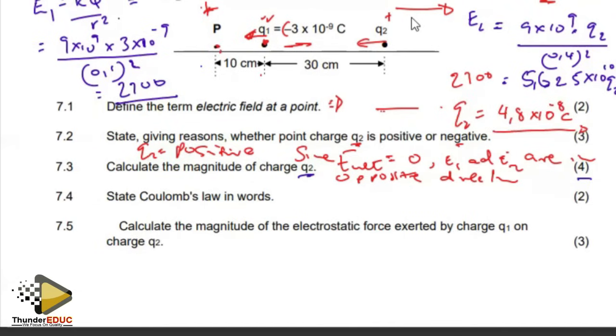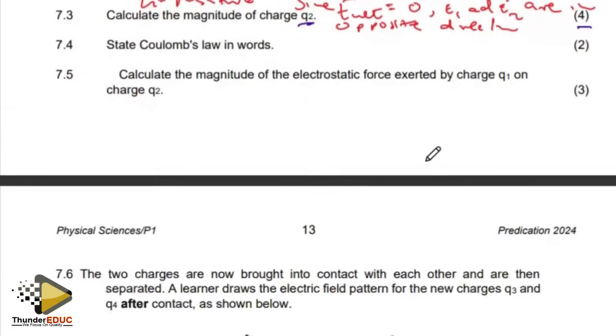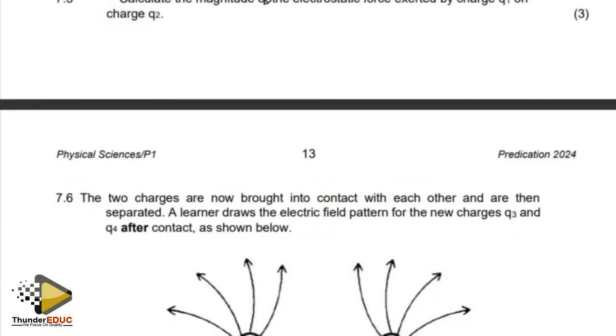Okay, or you can just give it to us as 480 microcoulombs. Yes, perfect. All right, then 7.4, state Coulomb's law in words. Remember what we said? That's more like the definition of the electrostatic force. We're saying the electrostatic force between 2 point charges is directly proportional to the product of the magnitudes of the charges, but inversely proportional to the square of the distance of separation. Then calculate the magnitude of the electrostatic force exerted by Q1 on Q2.